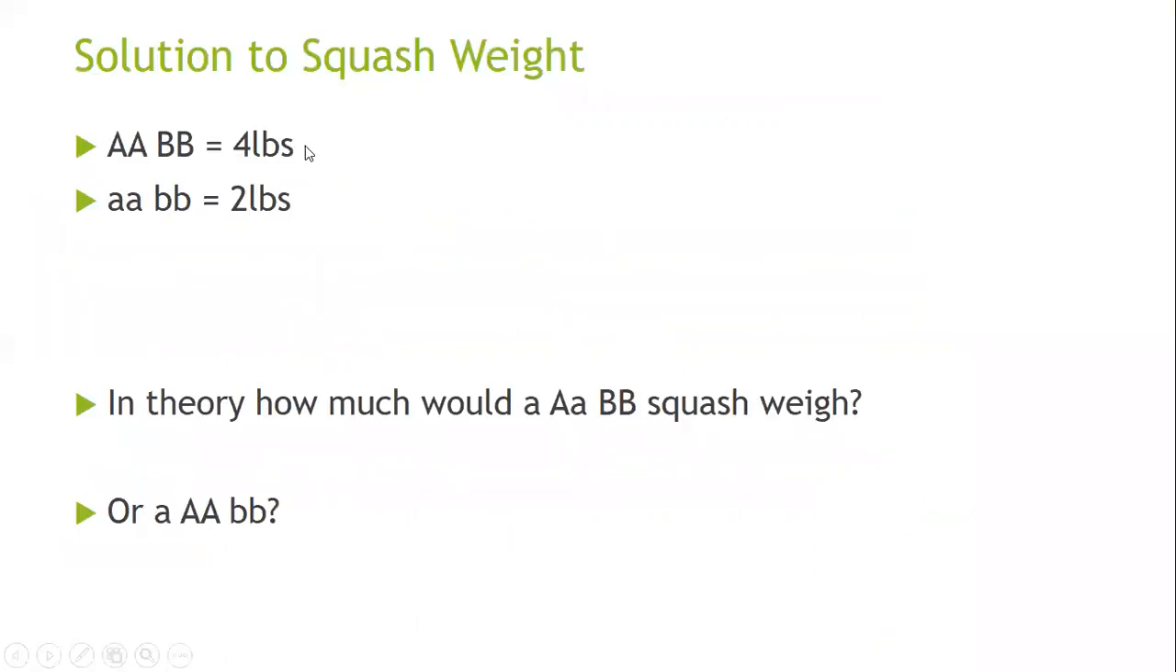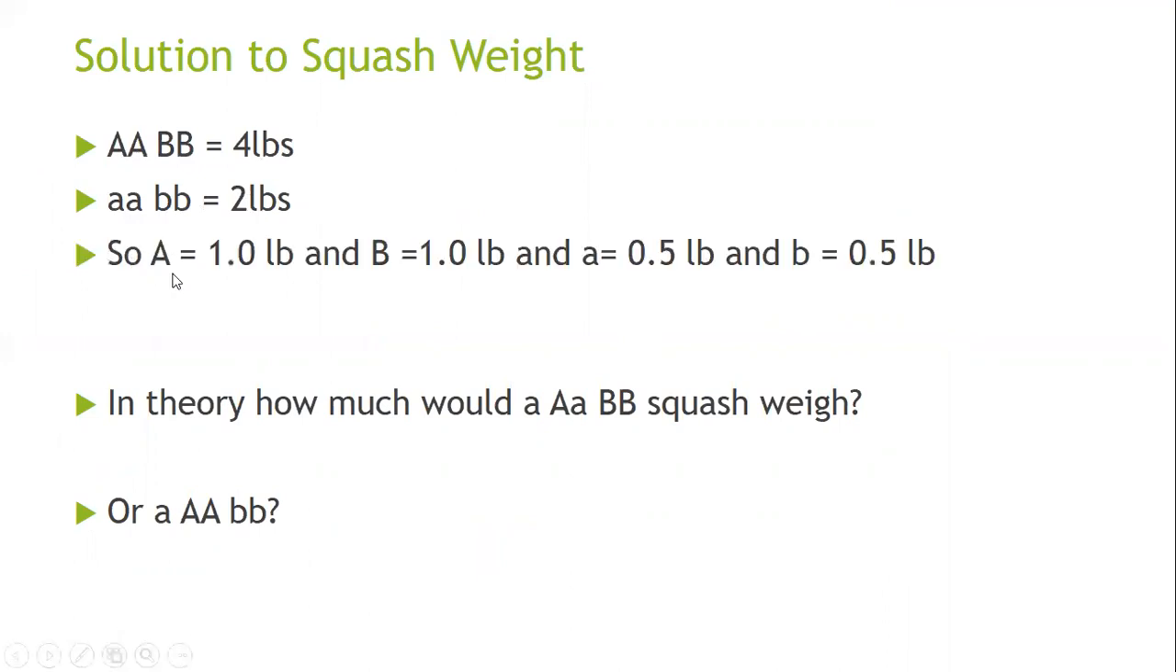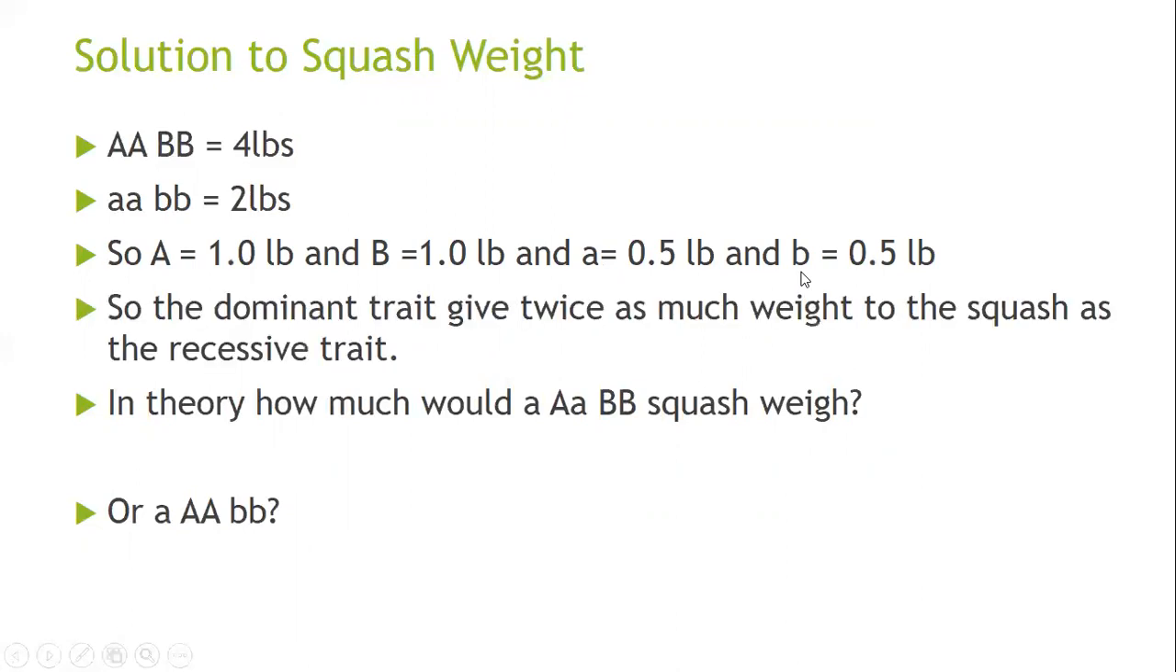If we have a squash with AA, BB, it weighs 4 pounds. Lower A, lower B, 2 pounds. So again, what do each of these traits weigh independently? A is about a pound, B is about a pound, lowercase a 1/2 pound, lowercase b 1/2 pound. So the dominant trait literally gives a squash twice as much weight as a recessive trait.